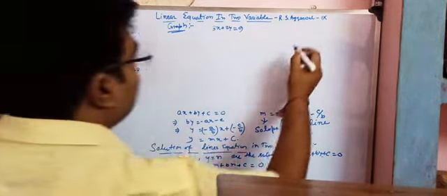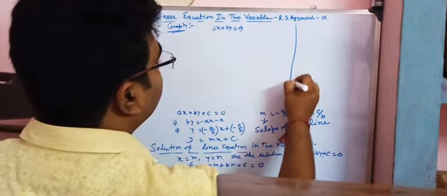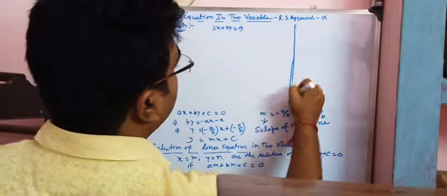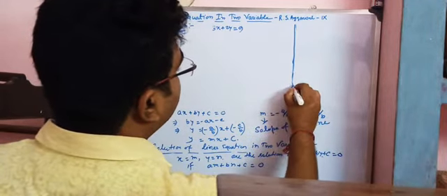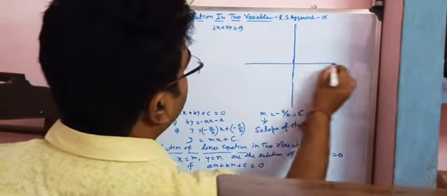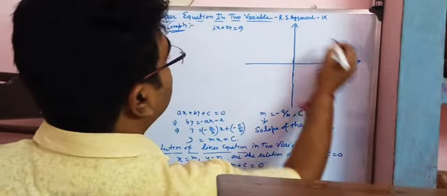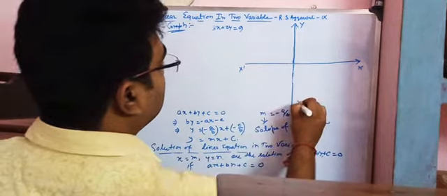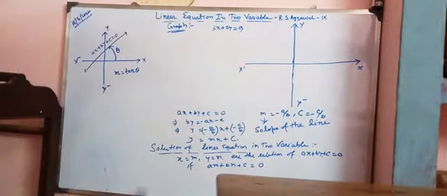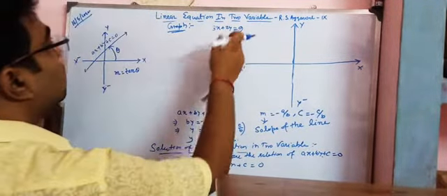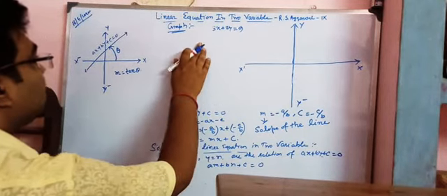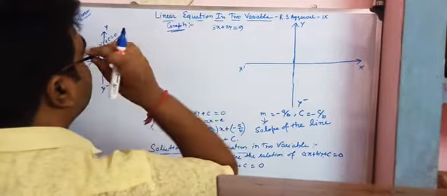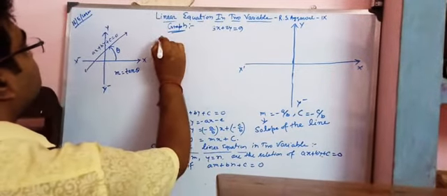Now we are taking a graph. Suppose this is for drawing the graph. This is my y-axis and this is my x-axis, X dash, Y dash. Now 3x plus 2y is equal to 9. We are expressing one of the variables in terms of the other. This is my first step.